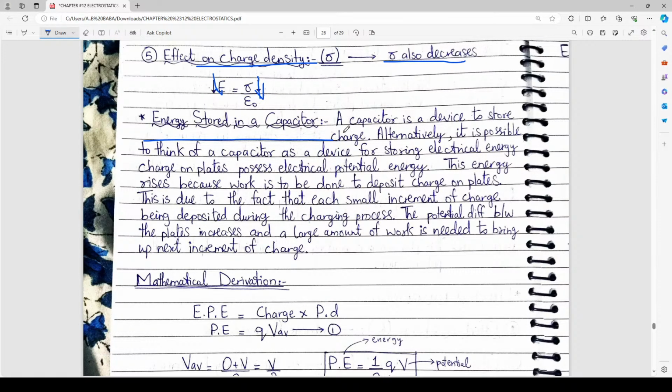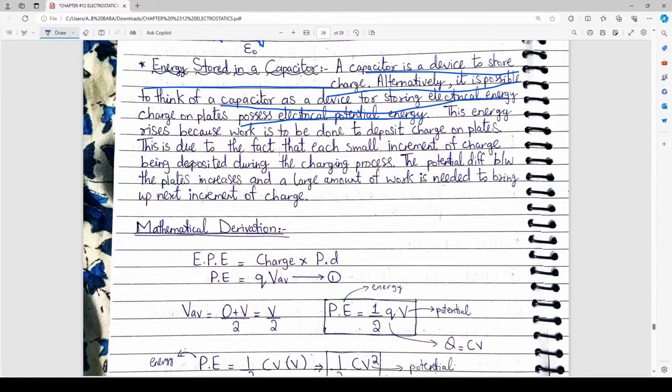Calculating the energy stored in a capacitor. A capacitor is a device used to store energy. Alternatively, it is possible to think of a capacitor as a device for storing electrical energy. Charges on the plates possess electrical potential energy. This energy arises because work is done to deposit the charges on the plates, due to the fact that each small increment of charge deposited during the charging process has an effect. The potential difference between the plates increases, and a larger amount of work is needed to bring up the next increment of charge.